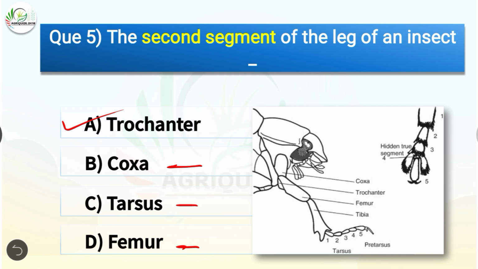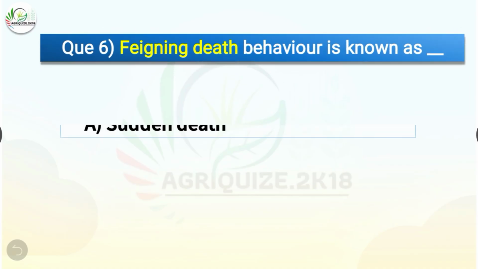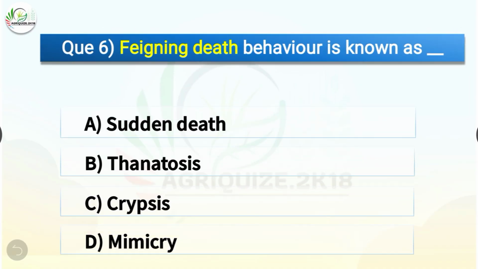Question number 6. Feigning death behavior is known as dash. The options are sudden death, thanatosis, crypsis, or mimicry. The correct answer is option B, thanatosis. So feigning death behavior is known as thanatosis. Anti-predatory defense is known as playing dead. Feigning death is a behavior in which animals take on the appearance of being dead. This form of animal deception is an adaptive behavior also known as tonic immobility or thanatosis. Feigning death is observed in mustard sawfly.